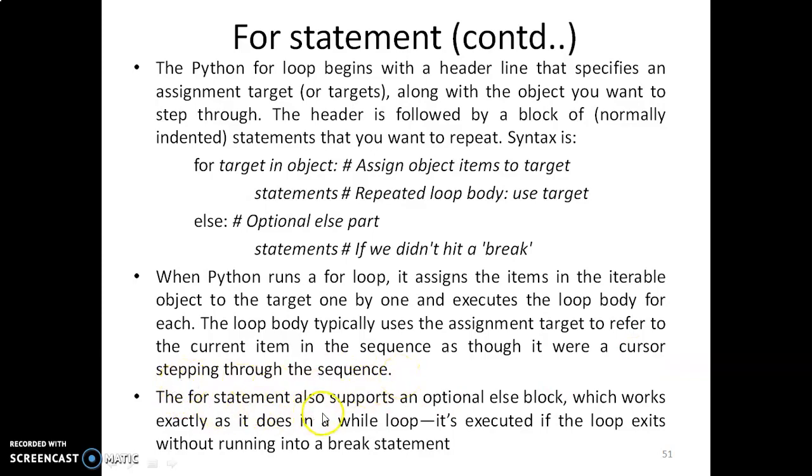Now the for statement, as we discussed, also supports an optional else block, which works exactly as it does in a while loop. We have discussed the while else loop, so the working here of for else is exactly the same. This is executed if the loop exits without running into a break statement. Remember, this else part is executed if there is no break statement in the block of statements that are there with this for loop.